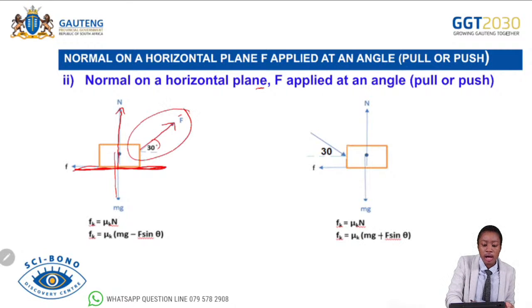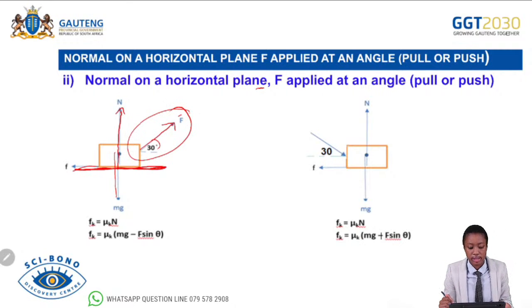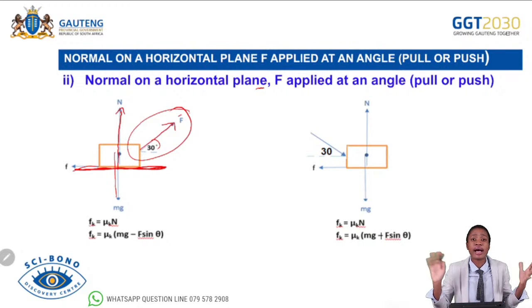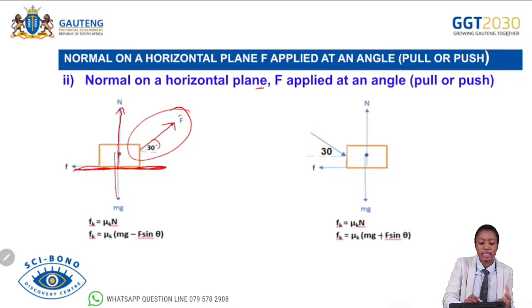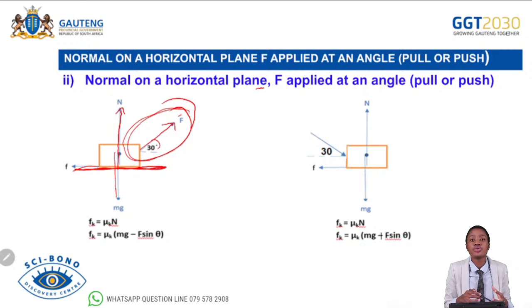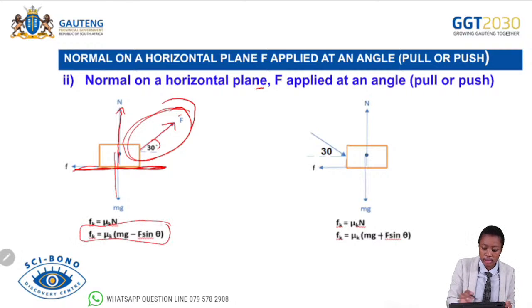But now, in order for us to calculate, for example, if we want to get the frictional force, we need to break this up into its different components. We need to get the x component of the applied force as well as the y component of the applied force. And that's where we use, basically, either of these. Look at the difference. Here we have a minus, here we have a plus.